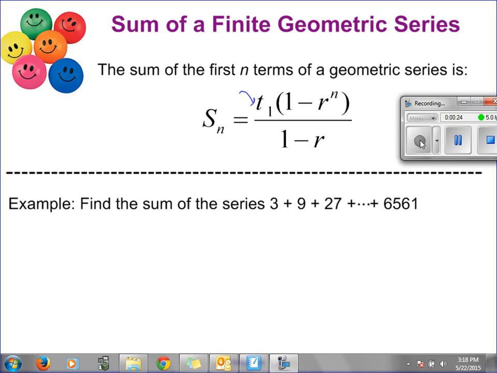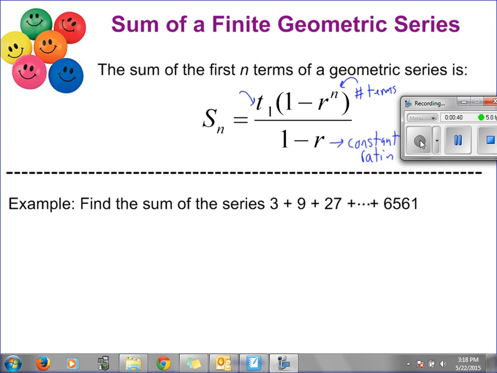T sub 1, again, is referring to our first term. R here is going to be referring to that constant ratio. So you still need to figure out what it is that you're multiplying by. And then again, n is standing for your number of terms.